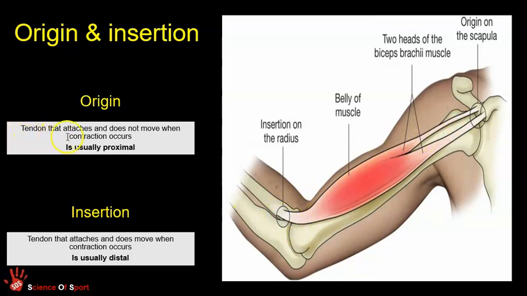So the origin is the tendon that attaches and does not move when contraction occurs. It's often the proximal end, the end that's nearest. The insertion is the tendon that attaches and does move when contraction happens. So when contraction of the biceps happens, this end is pulled nearer the body, nearer the shoulder joint, and it's usually the distal end of the muscle, i.e. the end that's further away.